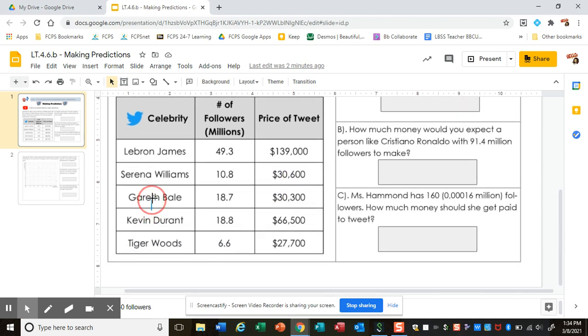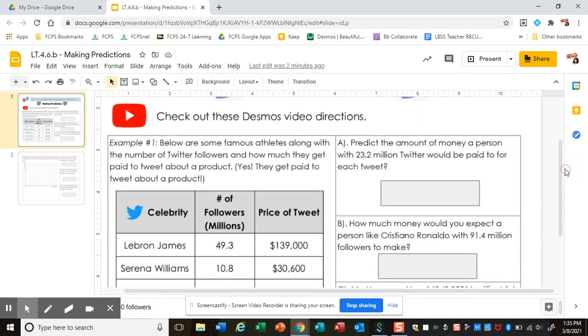Then we have Gareth Bale, soccer player, Kevin Durant, basketball player, and Tiger Woods, a golfer. And this is how much money they make every time they tweet. So we want to make predictions. That means that we're making educated guesses. So we want to predict the amount of money a person with 23.2 million Twitter followers would be paid just to tweet about a product.